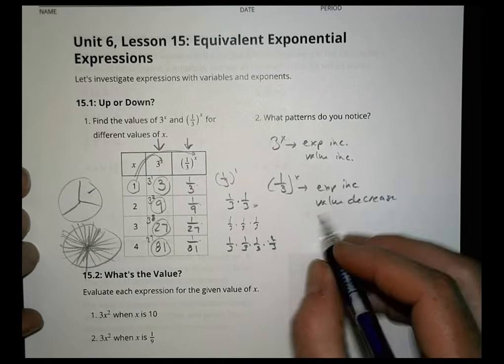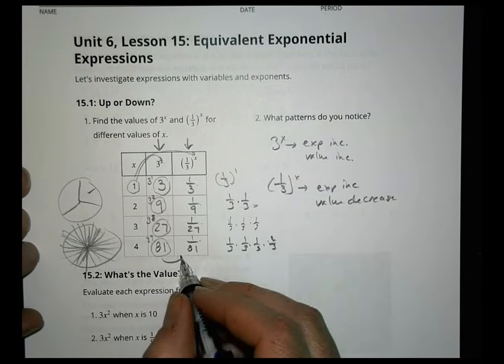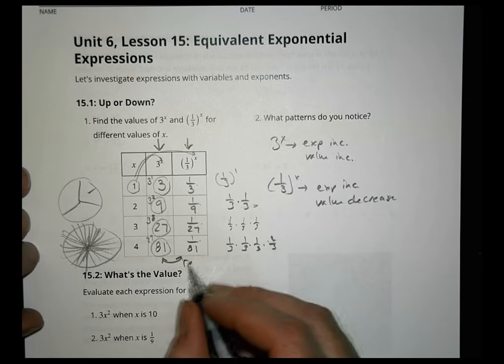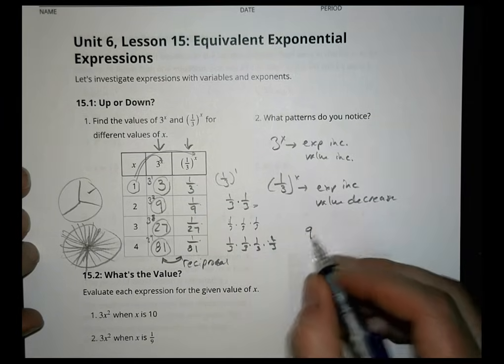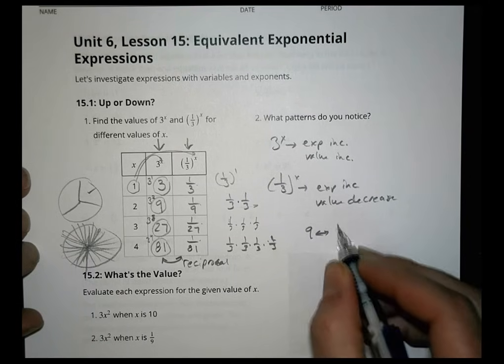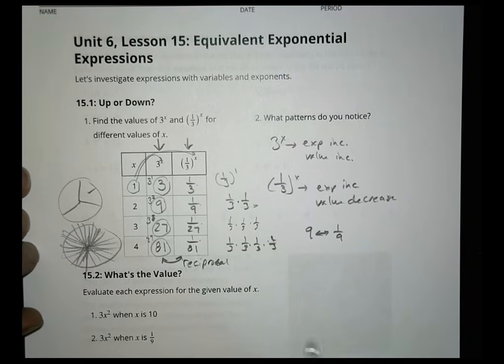The other thing I notice is that in the two columns, the numbers are what we call reciprocals. I have a 9 on one side, and on the other side I have a 1/9, and that happens all the way throughout. So we end up with the reciprocal in the two columns as well.